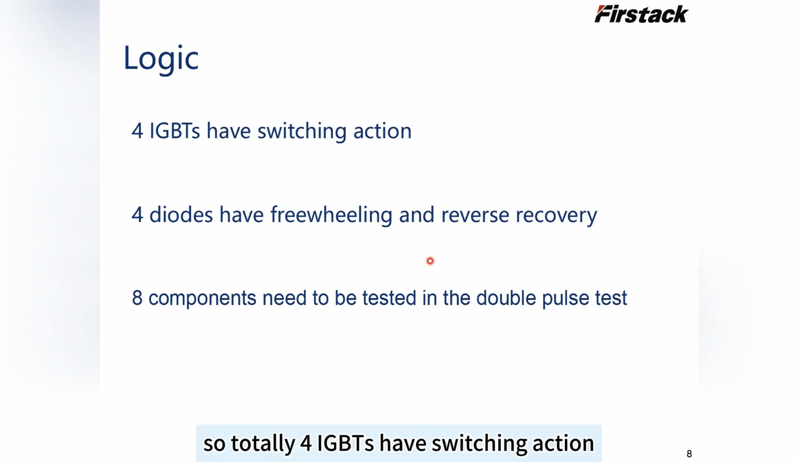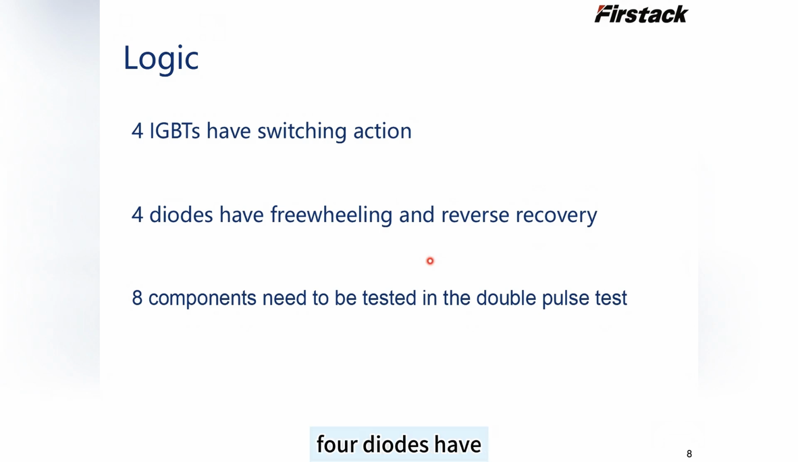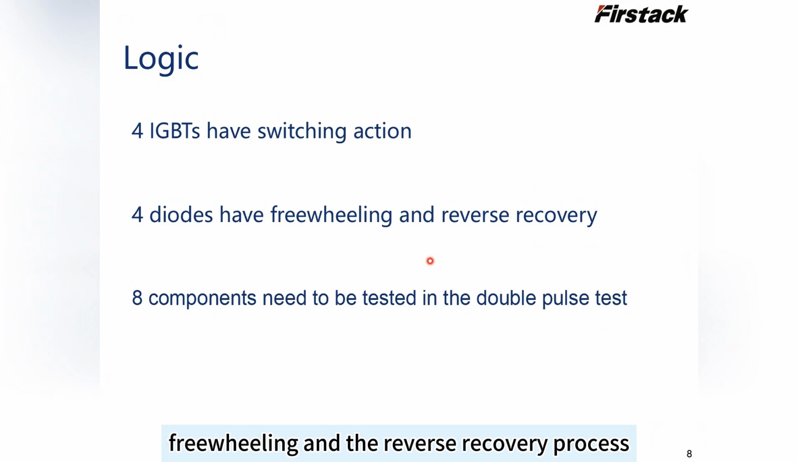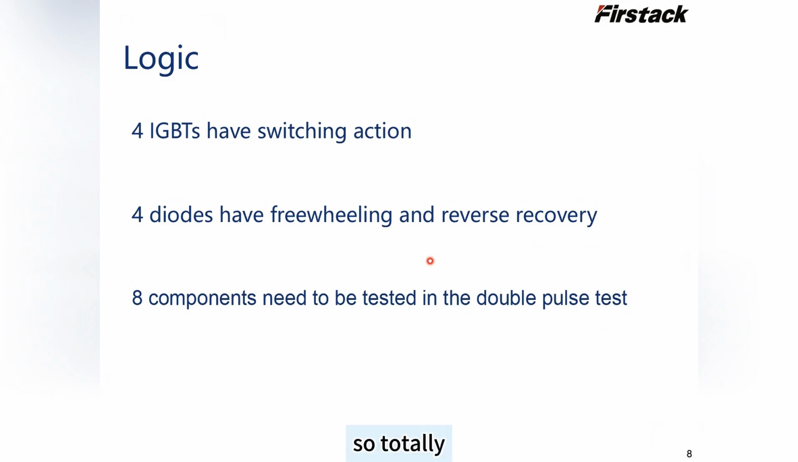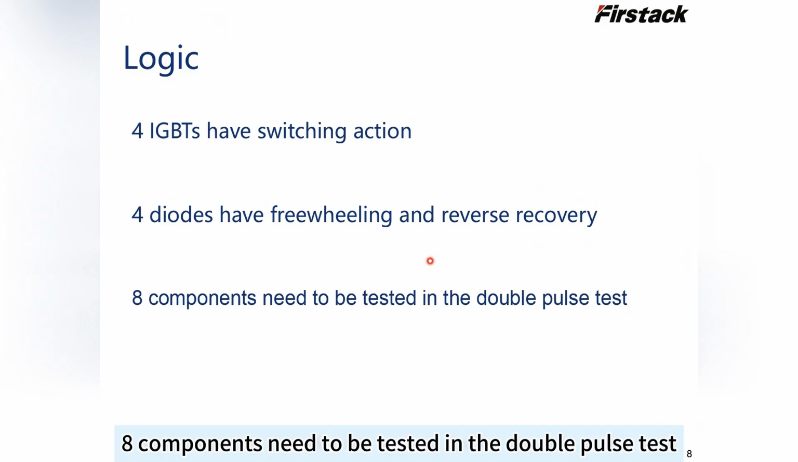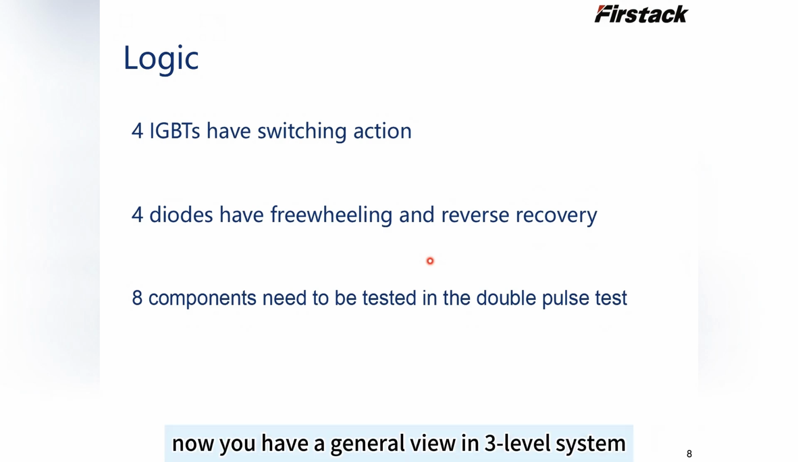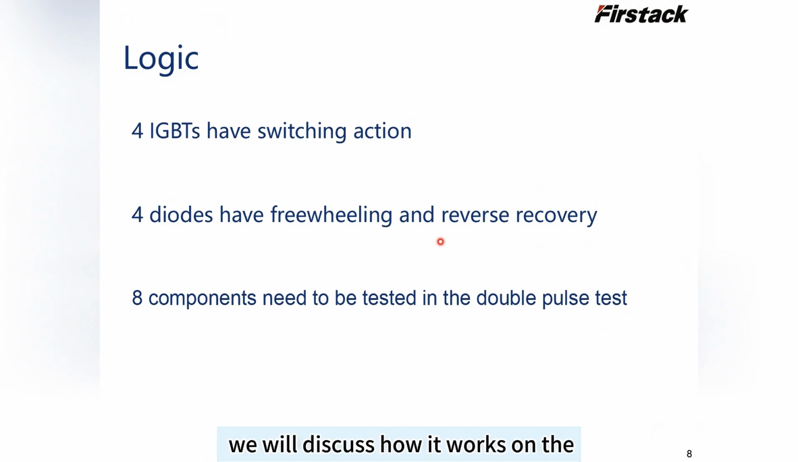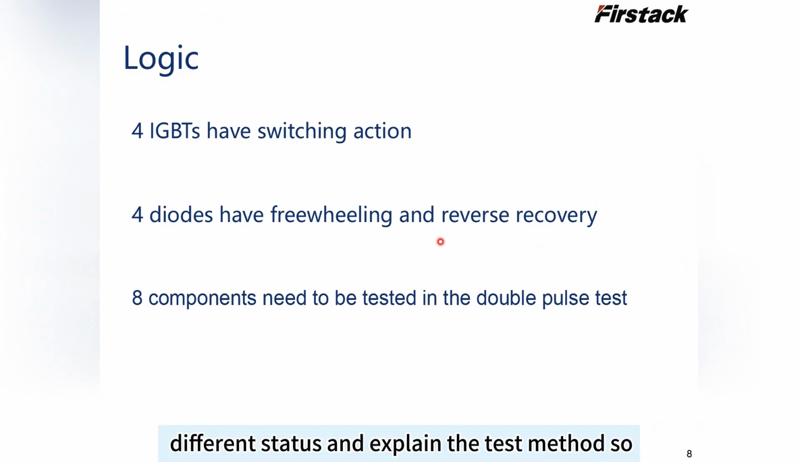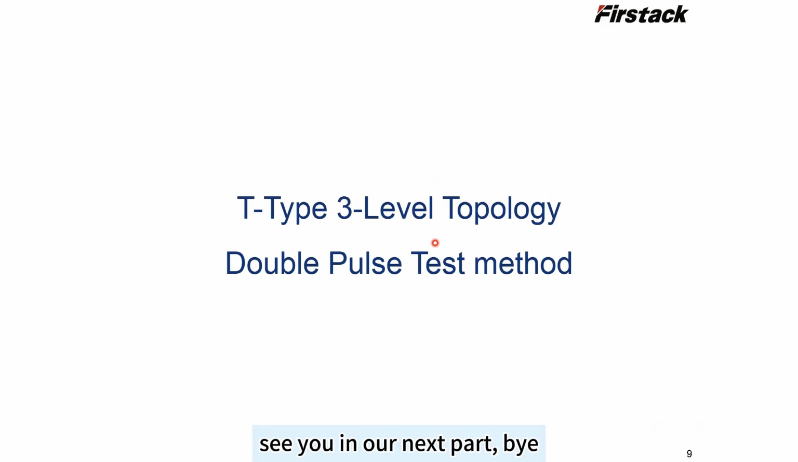So totally, 4 IGBTs have switching action, and 4 diodes have freewheeling and the reverse recovery process. So totally 8 components need to be tested in the double pulse test. Now you have a general view of the 3-level system. In the next part, we will go to more details. We will discuss how it works under different statuses and explain the test method. So see you in our next part.